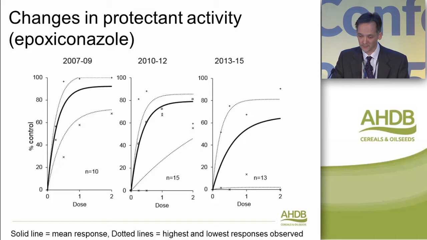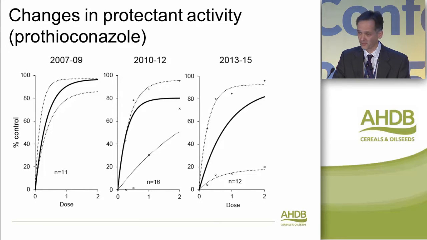Quite clearly in 2007 to 2009, on average we were getting about 90% control from a full label rate of it. That dropped to below 80 in 2010 to 2012, and then in the last 3 years it's below 60% in the protectant situation on average, but in some circumstances it's better than that. Clearly the range is extending as well. We're seeing a wider range of efficacy as it declines, and that's what we would expect generally as efficacy becomes less. We get more noise in the data, more variation.